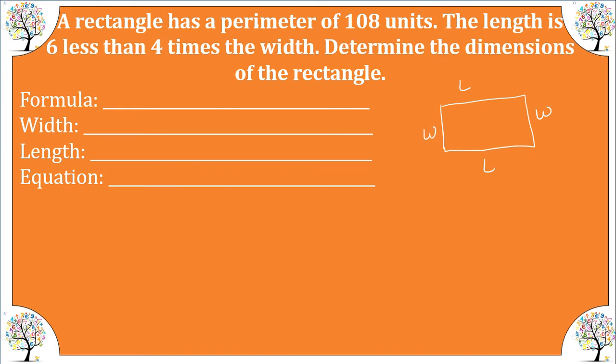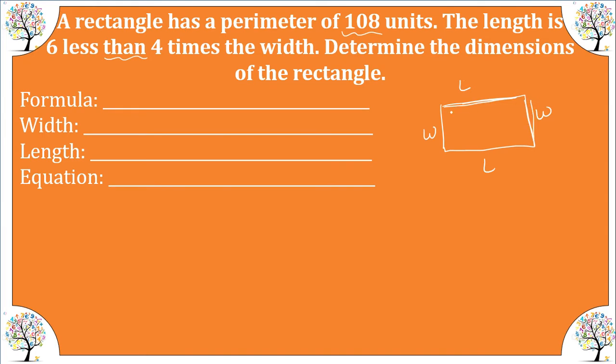So a rectangle has a perimeter of 108 units. The length is 6 less than 4 times the width. Determine the dimensions of the rectangle. So dimensions, guys, just means what is the length measure and what is the width.